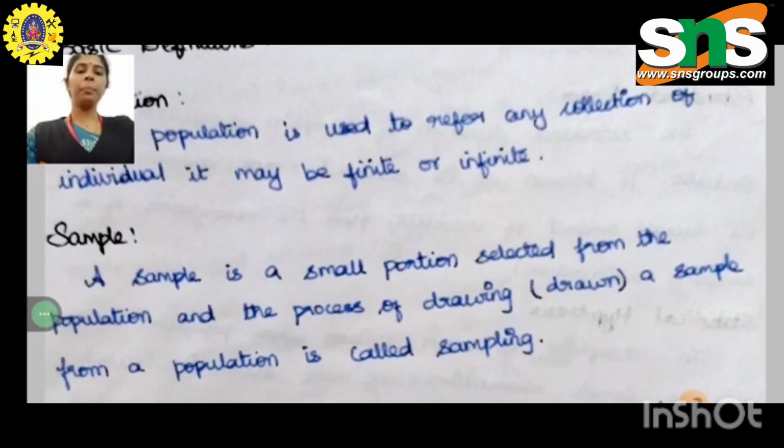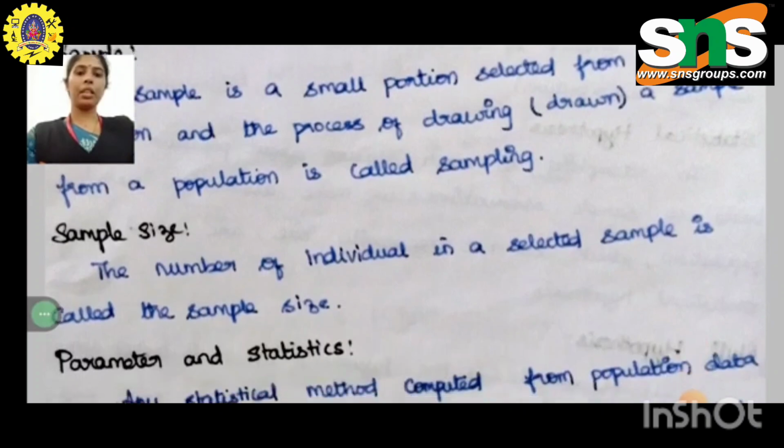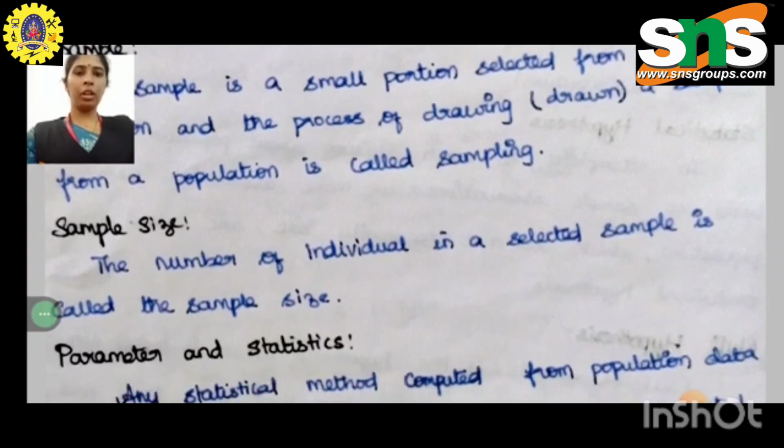So sample is a small portion of a population which is selected randomly from the population, and this process of drawing a sample from a population is called sampling. So the number of elements or individuals in the sample is said to be sample size.